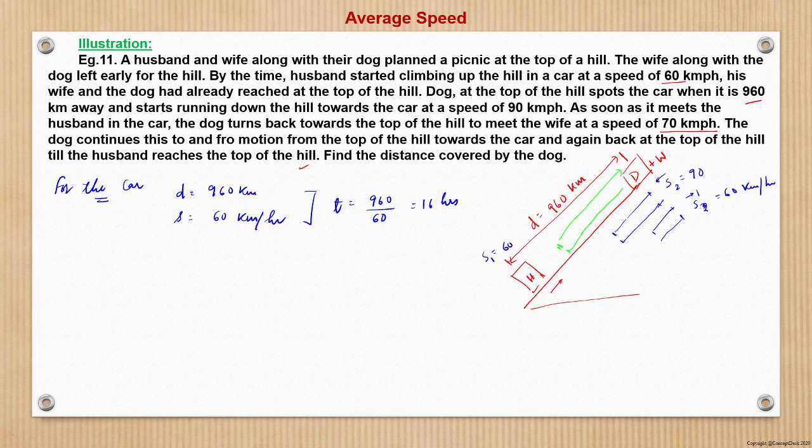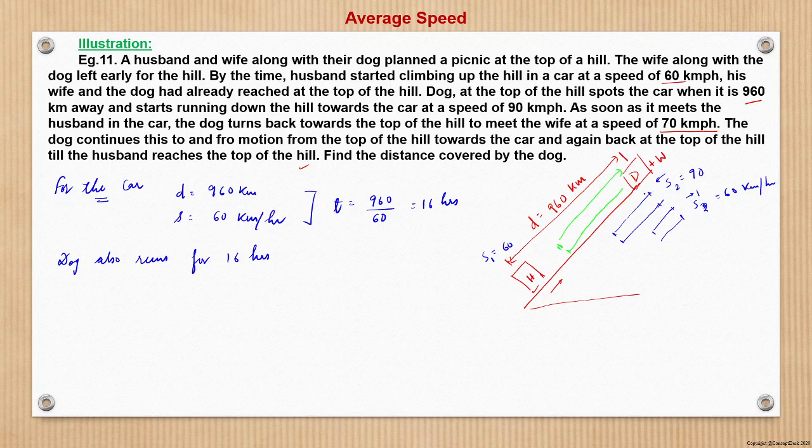Now what happens? Basically it means that in 16 hours the dog will keep on running to and fro. So the dog also runs continuously for 16 hours. However, the speed is not the same. In the down movement he is running at 90 kilometer per hour, in the up movement he is running at 60 kilometer per hour.